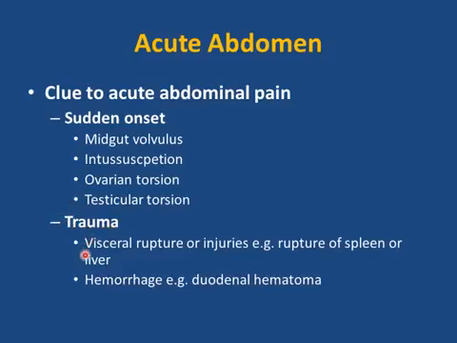Trauma is also a possible cause of acute abdominal pain, for example visceral rupture or injuries like spleen or liver rupture. Also hemorrhage, for example duodenal hematoma. Child abuse must be considered in this case. Also, this is very common with bike injuries, when the handlebar hits the epigastric area.